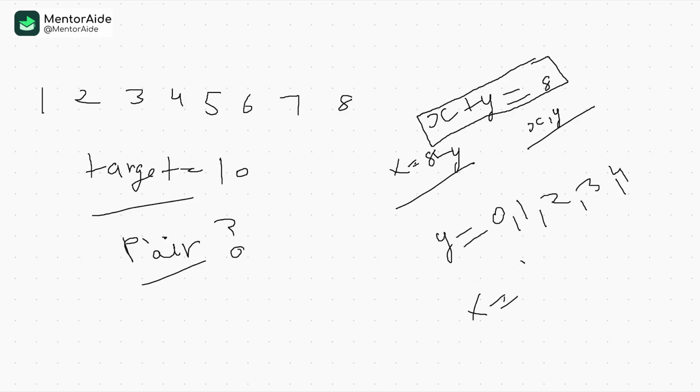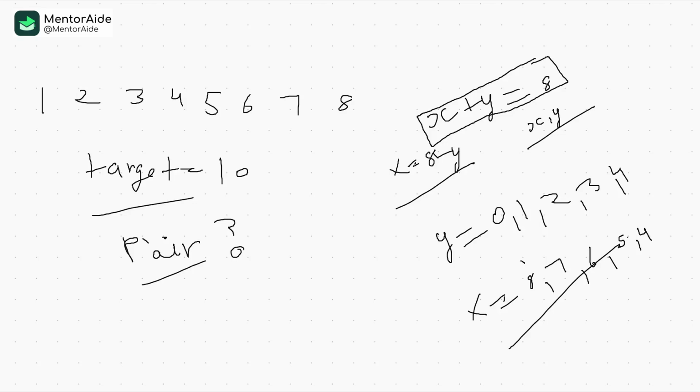8 minus 0 is what? 8. 8 minus 1 is what? 7. 8 minus 2 is what? 6. 8 minus 3 is what? 5. Then 8 minus 4 is what? 4. This way, we are able to find out all the values of x and y.